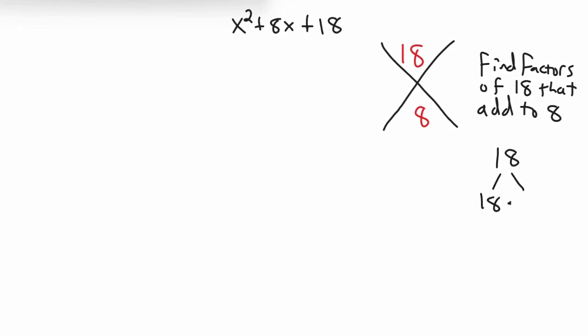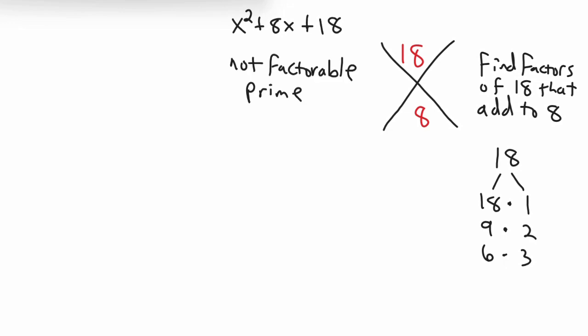So 18 times 1, 18 plus 1 is 19. That doesn't work. 9 times 2, 9 plus 2 is 11. That is not 8. 6 and 3, 6 plus 3 is 9. That is not 8. These are the only factors of 18. So there are no factors of 18 that add to 8. Yeah, this problem is not factorable, also known as prime.